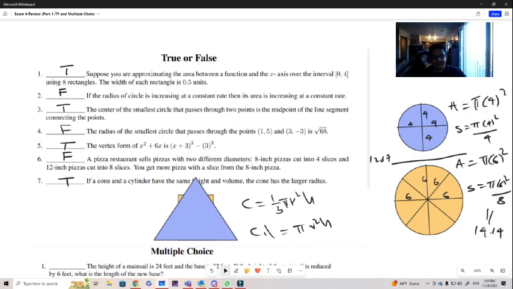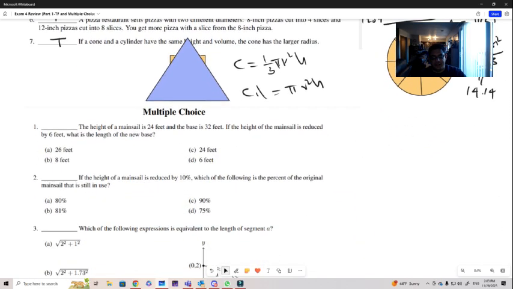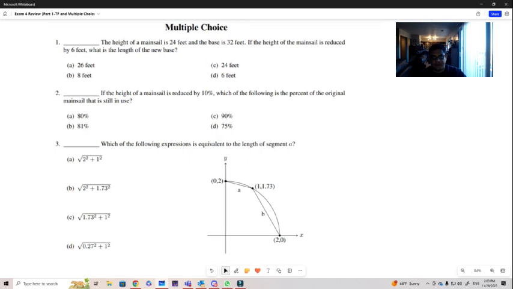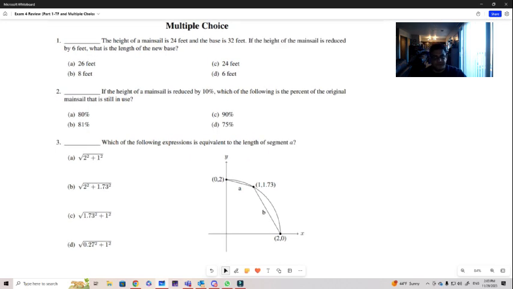All right, so that's pretty much the end of the true and false questions. Now let's go to the multiple choice. The first one says the height of a mainsail is 24 feet, and the base is 32 feet.